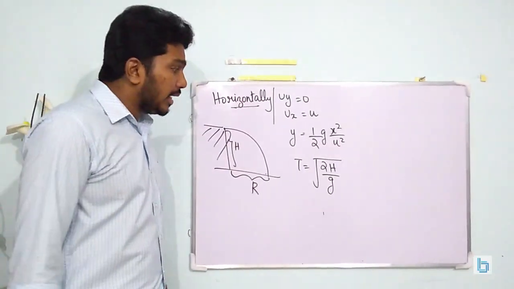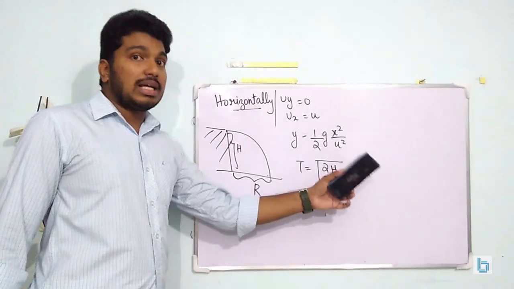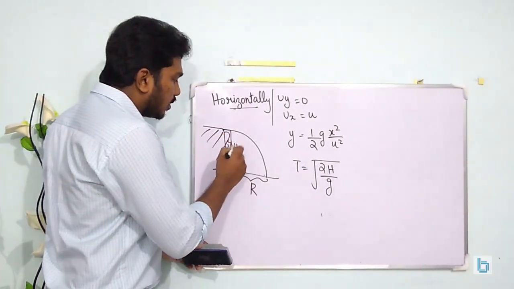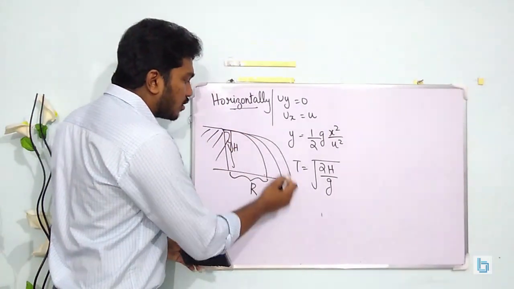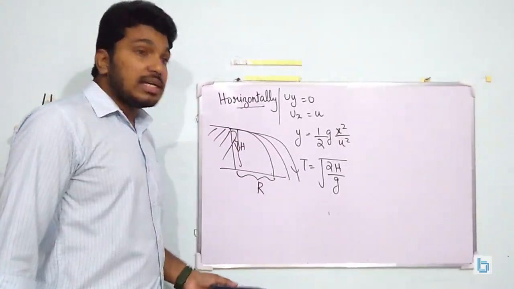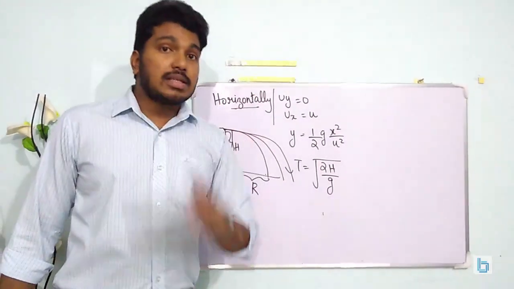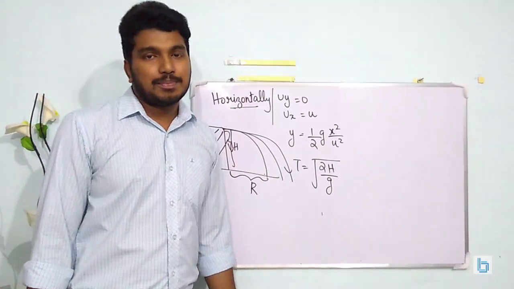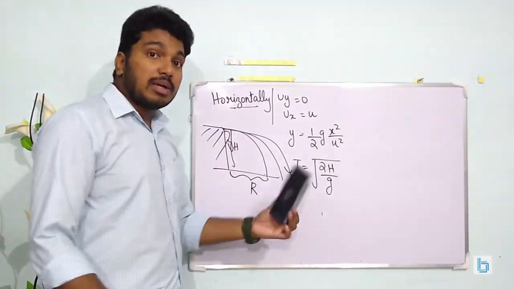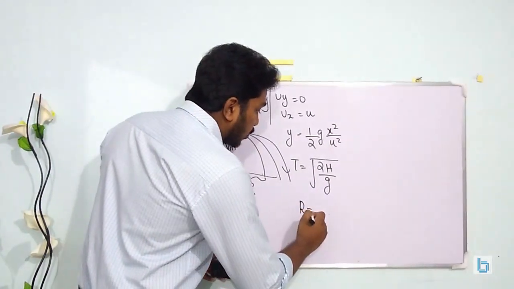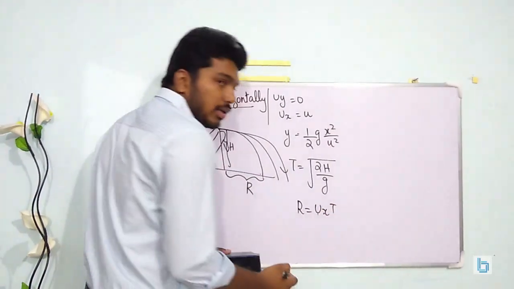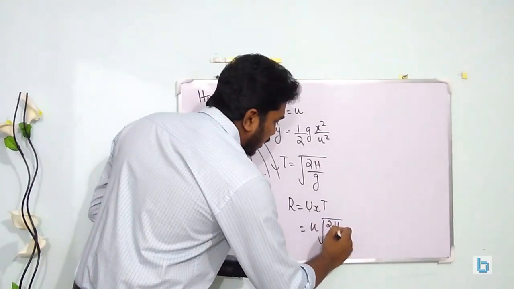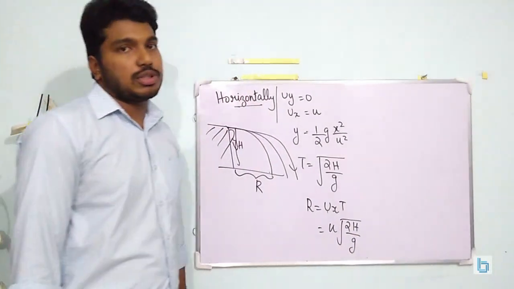From here one thing is very clear. Time of flight depends only on the height. It does not depend on anything else. So whether I throw a projectile straight downwards or with a little more velocity, in all the cases the time of flight will remain the same. It means everyone will hit the ground at the same time. If we have the time of flight, we can find the range. Range is equal to ux into t. ux is our u. So u into root of 2h by g. That is the range of a projectile.